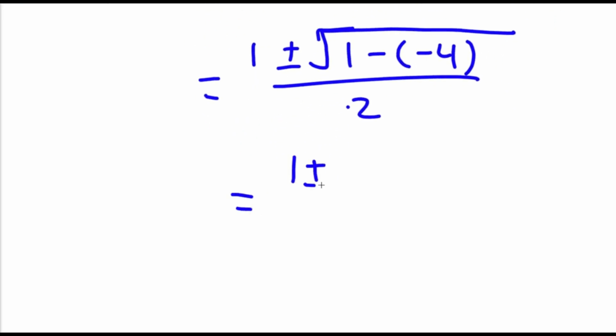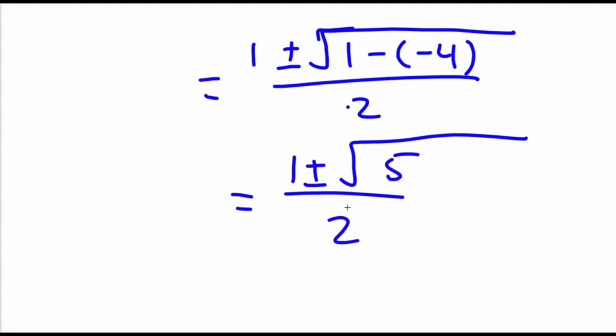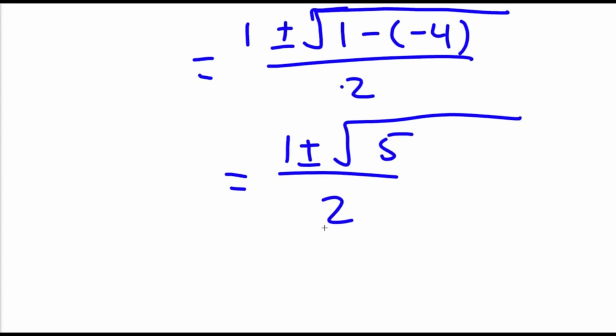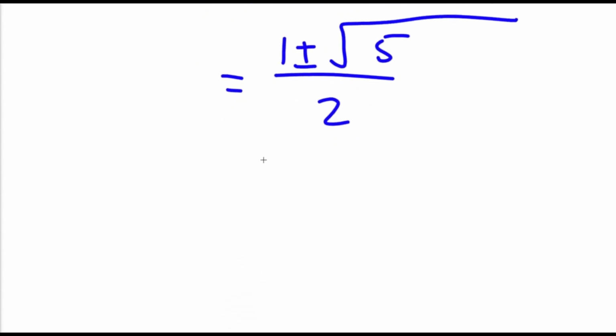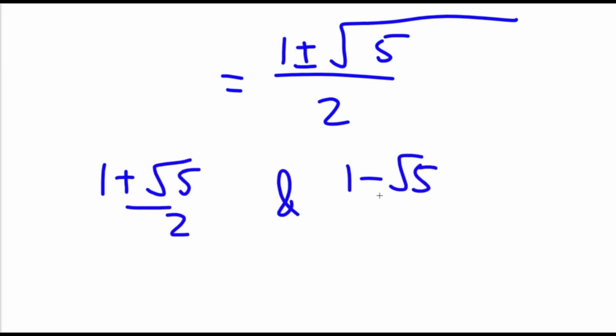This is equal to 1 plus or minus the square root of 1 minus negative 4, which is 1 plus 4, which is 5, over 2. So now this gives me two solutions. I have 1 plus the square root of 5 over 2, and I have 1 minus the square root of 5 over 2. However, this is less than 0, so this will not work.